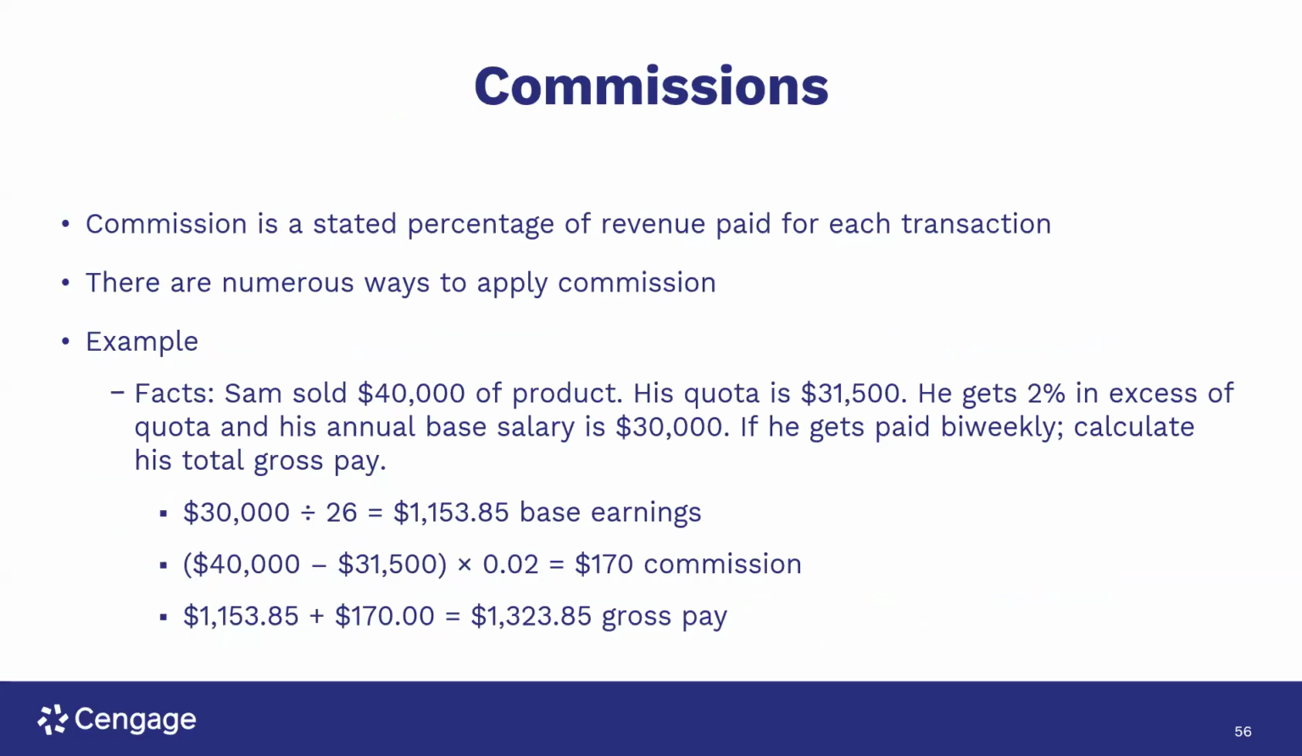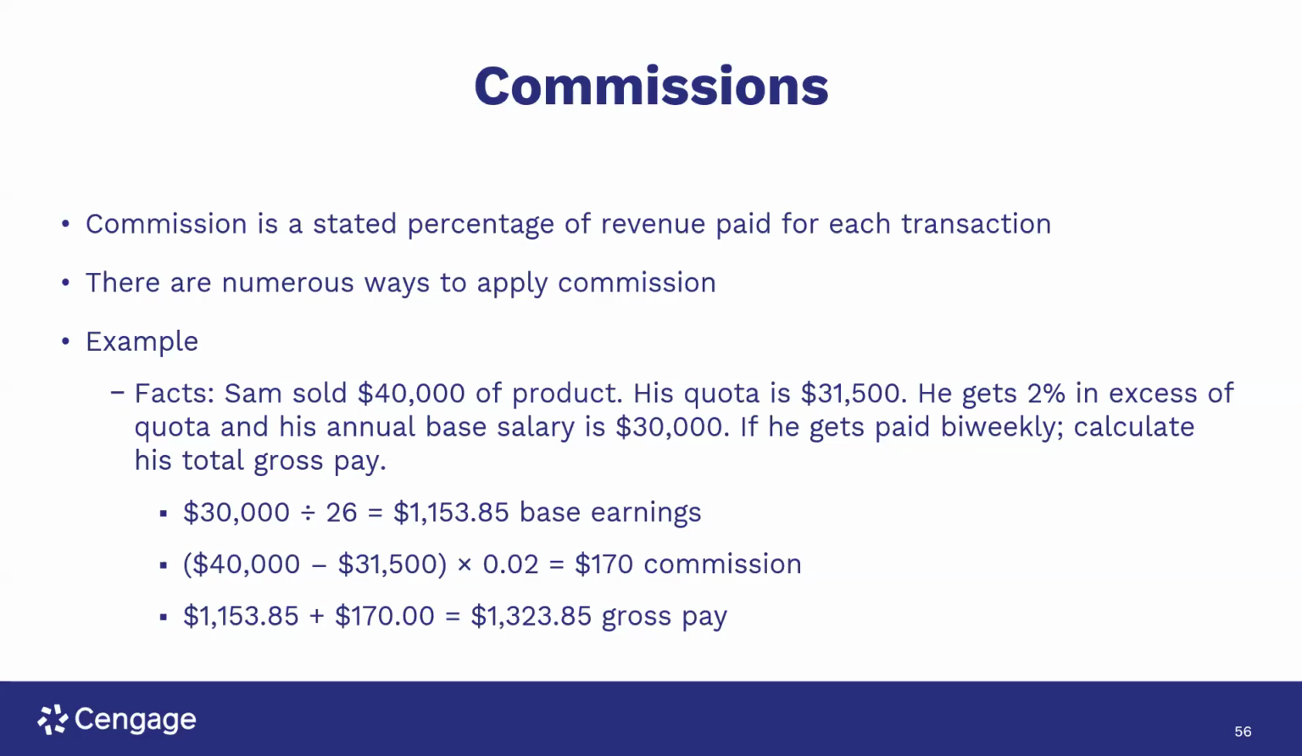There can also be sales commissions, for example, revenue paid for each transaction. Commissions can apply after the employee meets a minimum quota, or it could apply up to a certain quota. There's a lot of different ways to incentivize employees with commissions. In this example, he has a minimum quota of 31,500 and he sold 40,000, so he gets commission on 8,500 times 2%, which is $170 in commission.